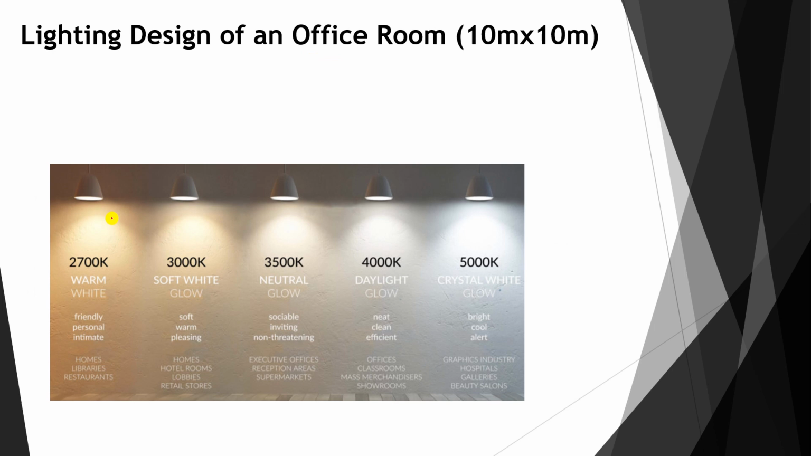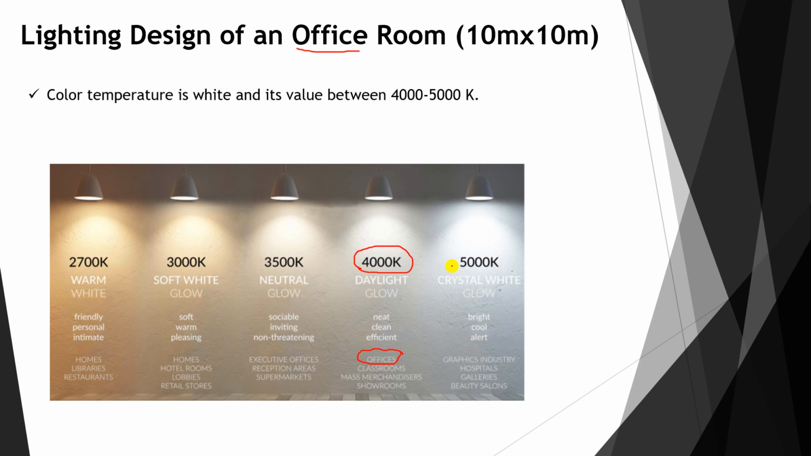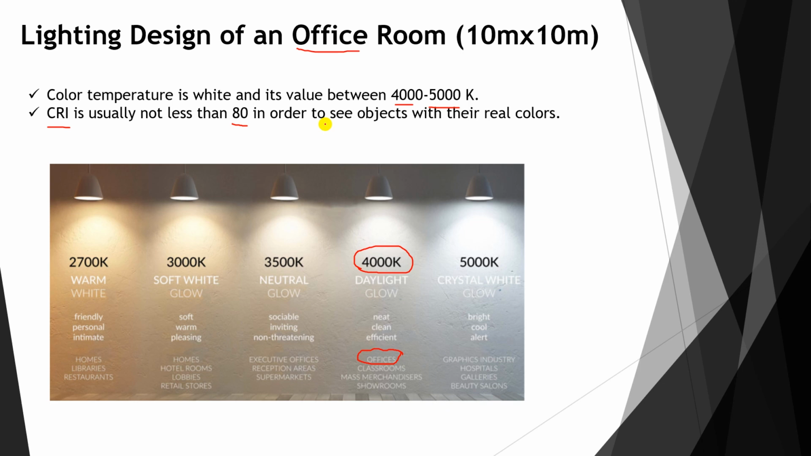Now, the second thing is the color temperature. How can we select the color temperature? We discussed the color temperature before, and we said we have many ranges in Kelvin. Usually in an office room, as you can see in the slides which we discussed before, it is equal to 4000 Kelvin. So we need at least 4000, and higher is also okay, so between 4000 and 5000 Kelvin. The color is white, so we can see all of the colors clearly. Also, the CRI, or color rendering index, in an office should not be less than 80 in order to see objects with their real colors.